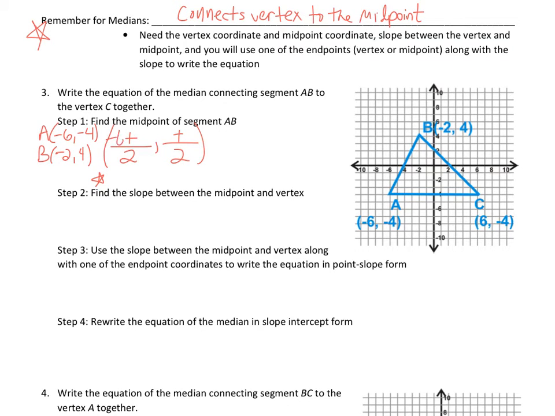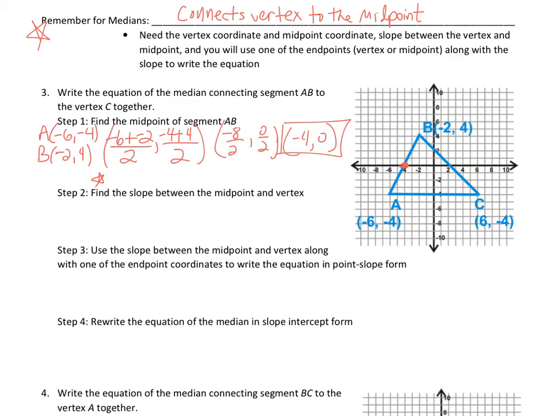You should have set up, you're adding your x's together like so, and our y's like that. Then when we add them, you would get negative 8 over 2 and 0 over 2. When you simplify that, your final midpoint would be negative 4, 0. And if you double check, we can graph that, and it is right there halfway between.